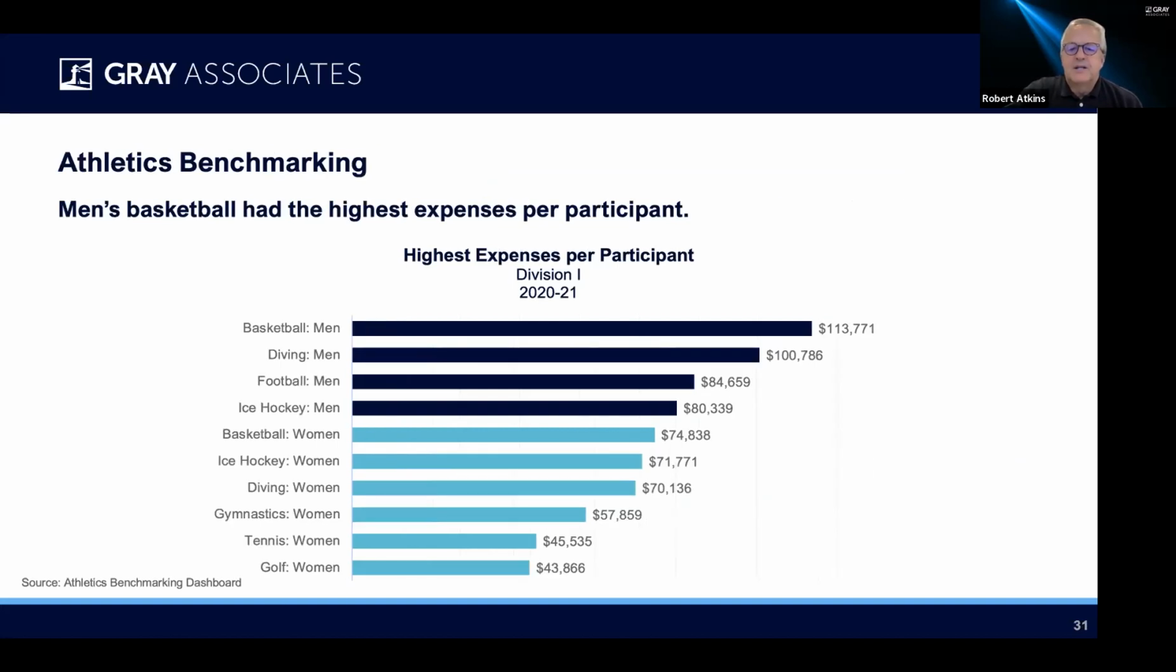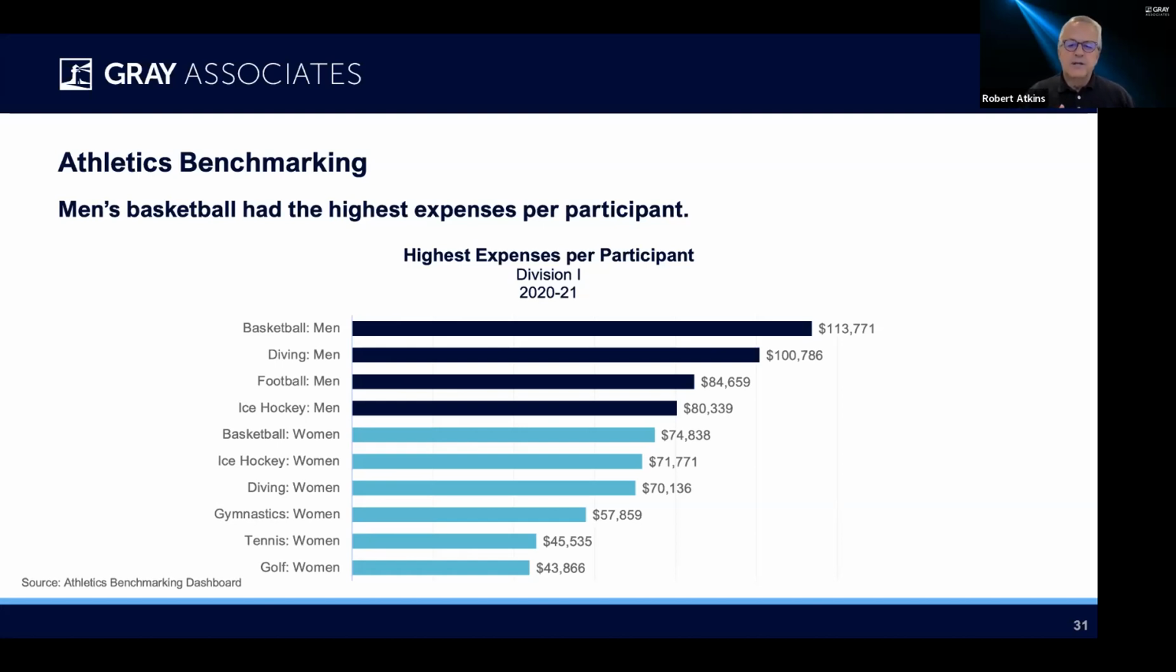But not all of that translates directly into profits. We've got some very expensive sports here, and you can see the men's sports top the list. Basketball, diving, football, and hockey all over $80,000 per participant. I suspect much of that is travel, but that doesn't explain all of it. You've also got some of these sports have a ton of coaches, football in particular, and other expenses as well. But we have some women's sports who are pushing some pretty high numbers per participant as well. Golf, we're working up from the bottom, tennis, gymnastics, diving, ice hockey, and basketball.